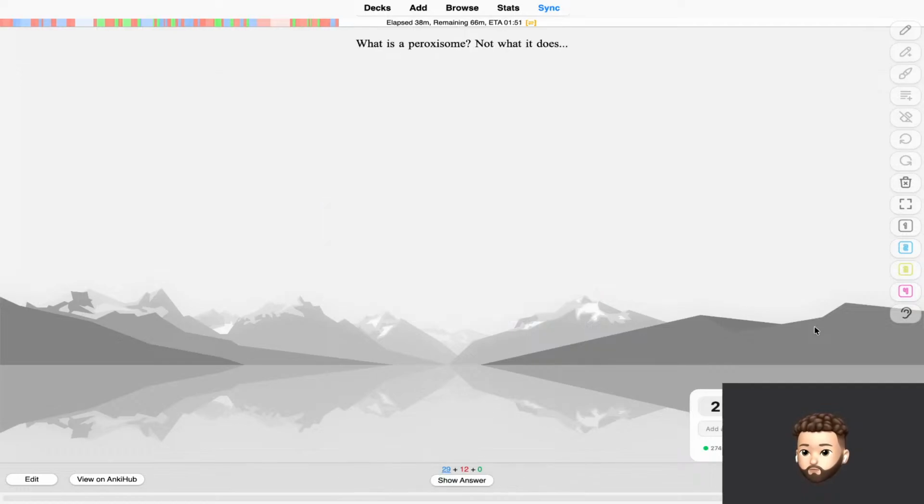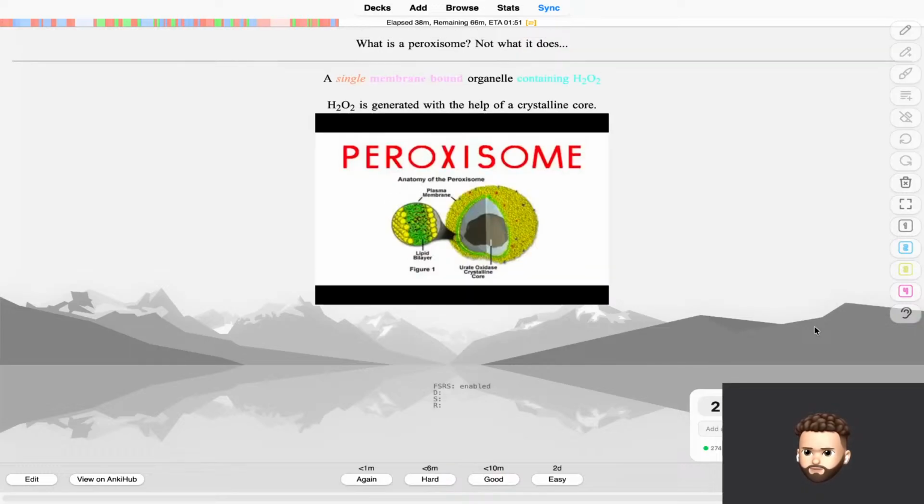What is a peroxisome? Not what it does. Okay, that's kind of hard. I don't know. It's like a vesicle that breaks stuff down. It's a vesicle that breaks stuff down. That's all I know. Single membrane bound organelle containing peroxide.